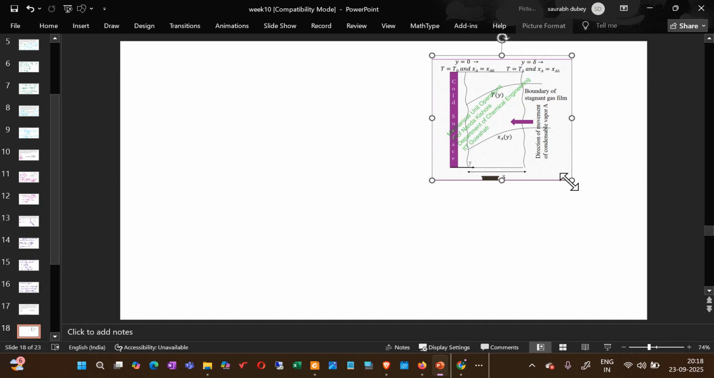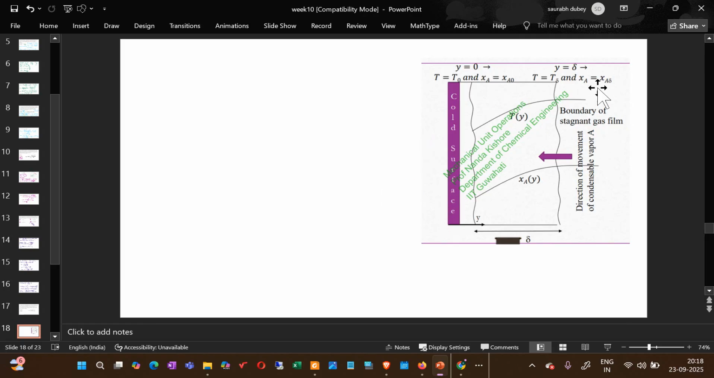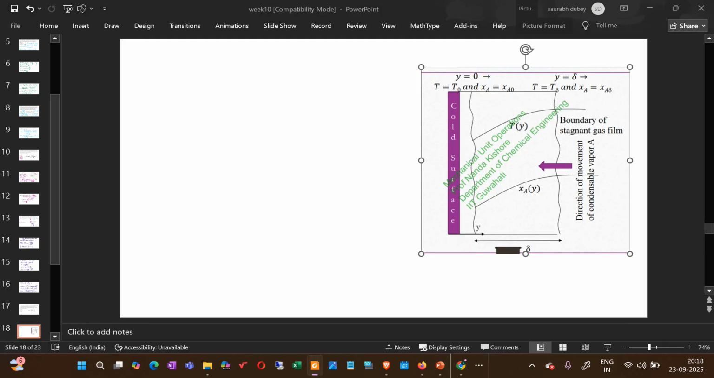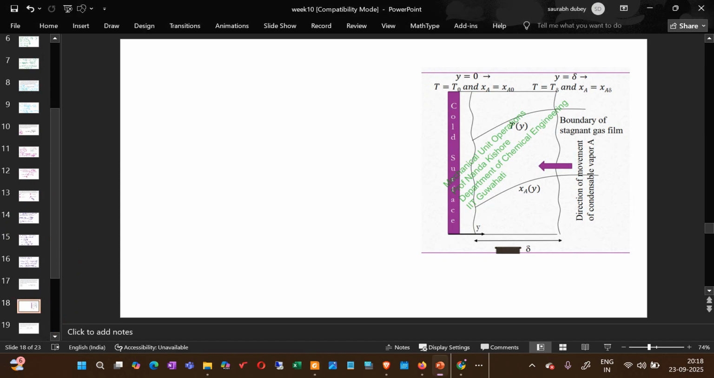The cold surface is there, and everything is given over here. So temperature is changing, concentration profile is changing, right? And this was part of lecture 33, which is simultaneous heat and mass transfer. So let me just start the solution because we have very little time and still we are going to solve 3 to 4 or 5 questions.